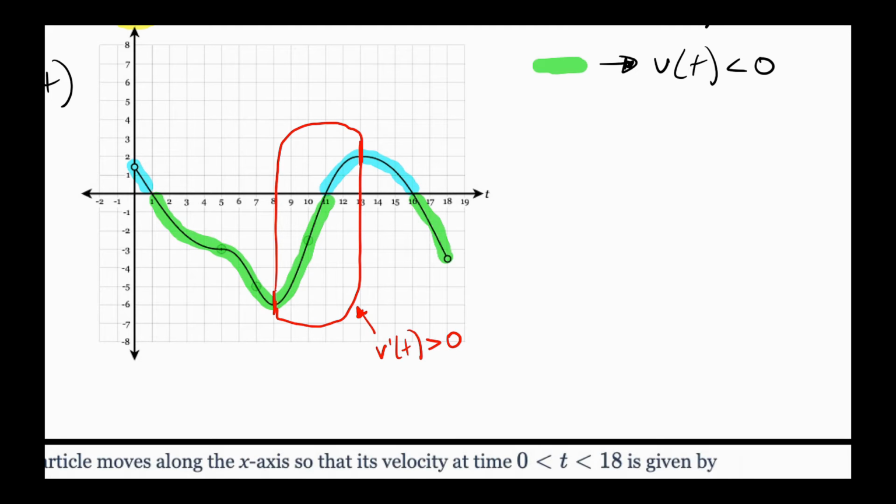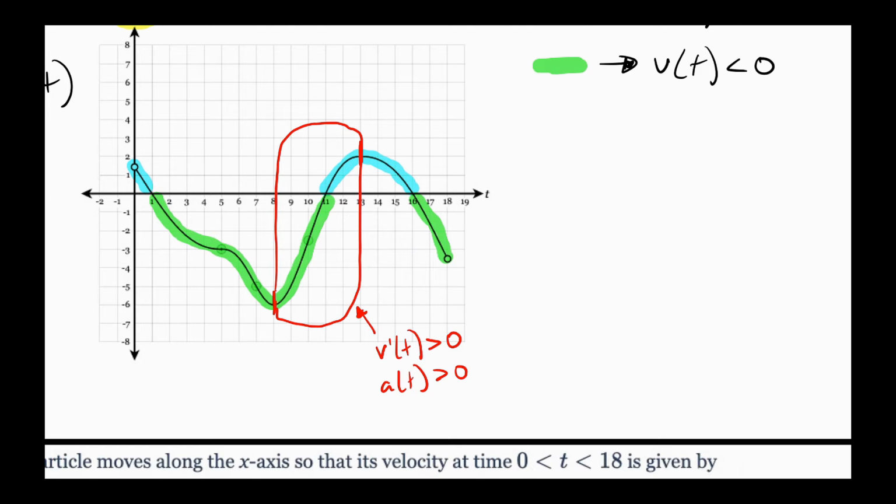V prime. Again, V prime is the same thing as acceleration. Acceleration is the guy with the biggest amount of symbols: x double prime, v prime, or just acceleration. Everywhere else, it's decreasing. So everywhere else, acceleration is negative.